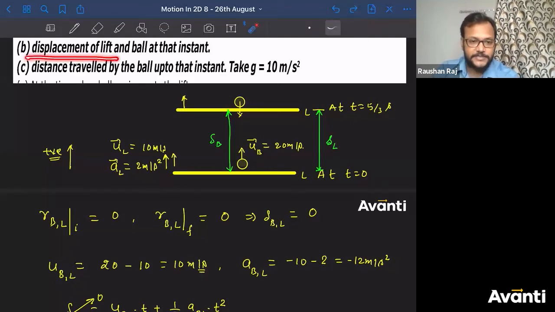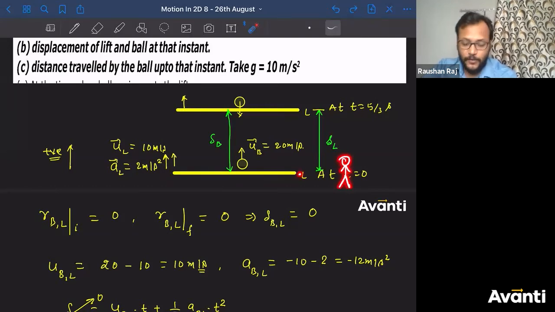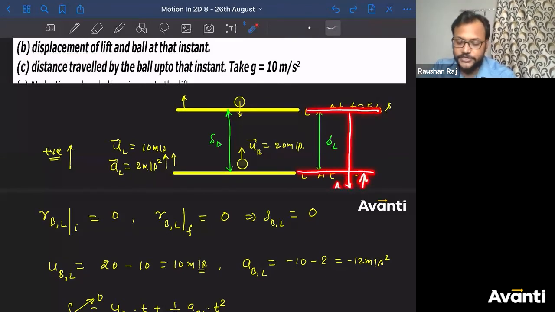Displacement of lift means when a man on the ground looks at this particular lift, what will be the displacement of lift with respect to ground? He'll say, sir, initially the position of the lift is this one. Finally, the position of lift is this one. So final position minus initial position is nothing but this length. So SL is this one.